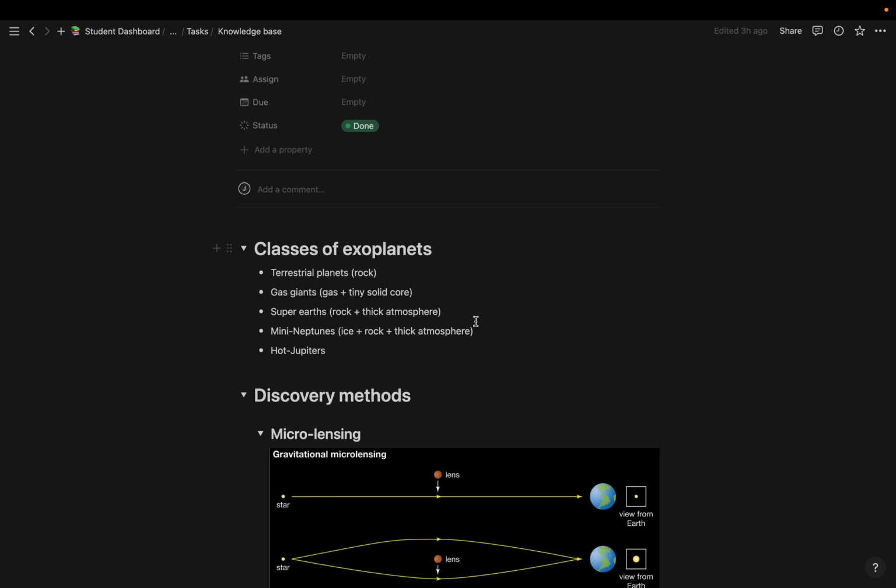And super Earth. There are no examples of super Earth in the solar system, but there turn out to be a lot of super Earths in the exoplanet dataset. Also, the mini Neptunes. They are made of ice and rock, covered with a thick atmosphere. Also, hot Jupiters, which are Jupiters close to their host stars. That's why they are hot.